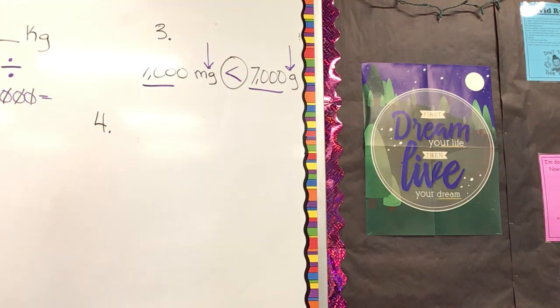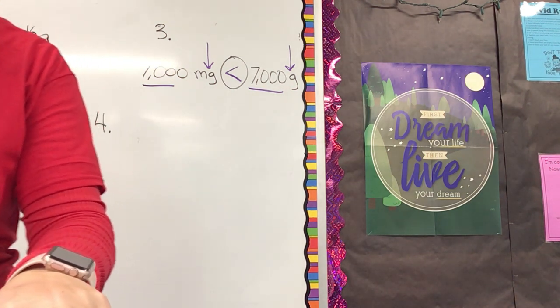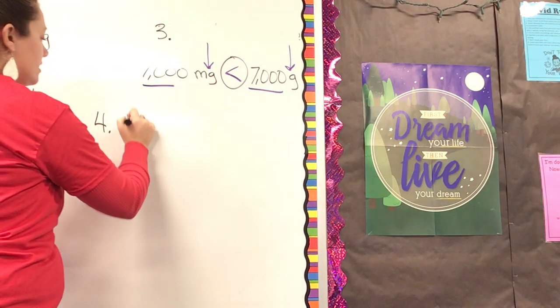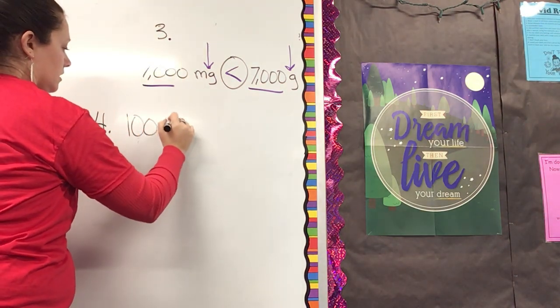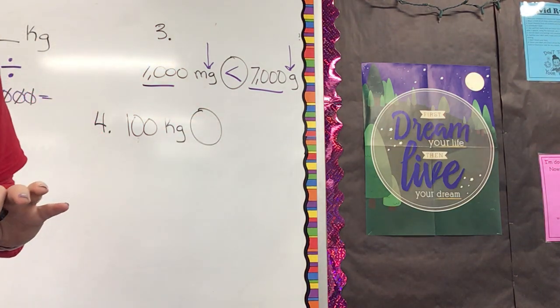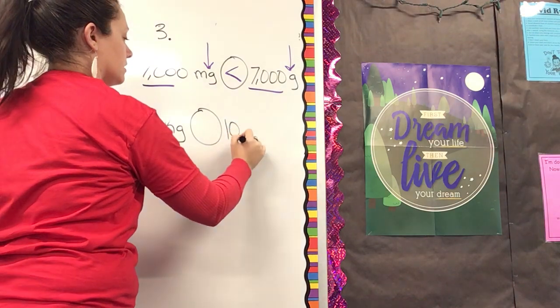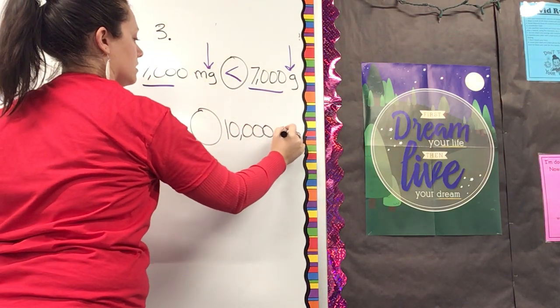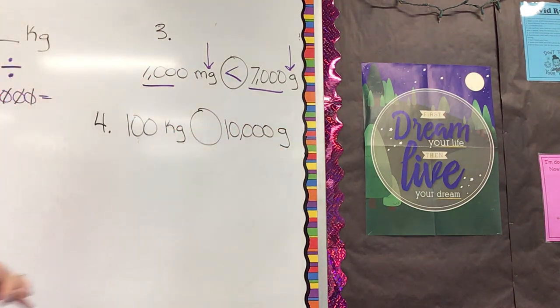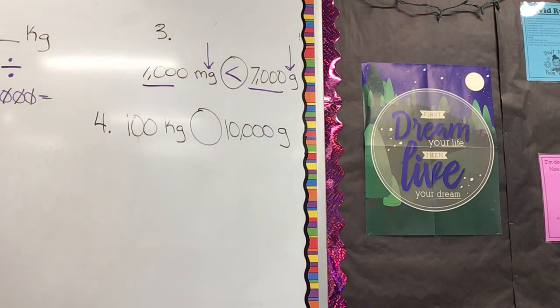Same thing, let's do another comparison here. Number 4. 100 kilograms. Our circle for our symbol for comparison to 10,000 grams. I want you to try that one right now on your own. 100 kilograms to 10,000 grams. Try it on your own.